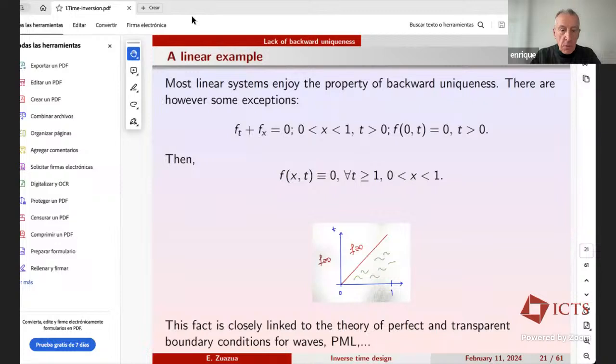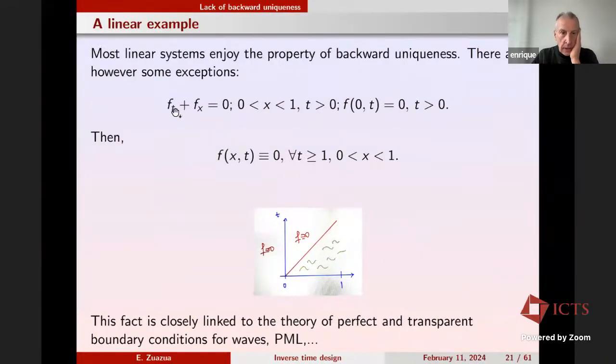Okay, so this is the most trivial example you can think of. It's just linear transport, f_t plus f_x equals 0. If you just say you are on the real line, there is no problem. This is just pure transport along characteristics, so forward in time and backward in time.